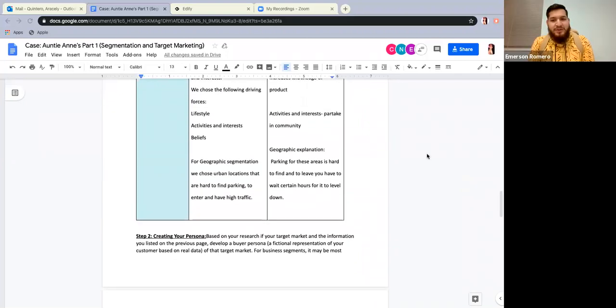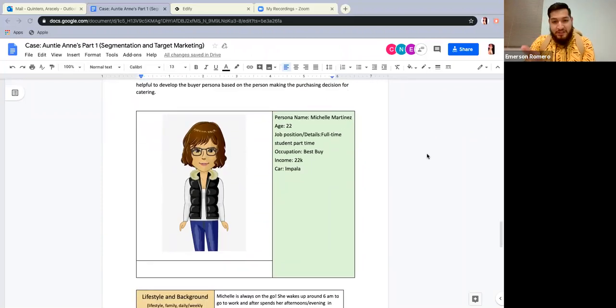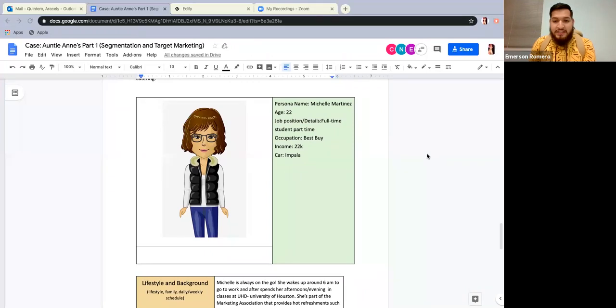All right, so whenever we were creating this persona, we pretty much envisioned somebody like Michelle Martinez, who is 22 years of age. She does work full-time, and she's a part-time student. Occupation would be like Best Buy. Her income is like $22,000, and she drives an Impala.